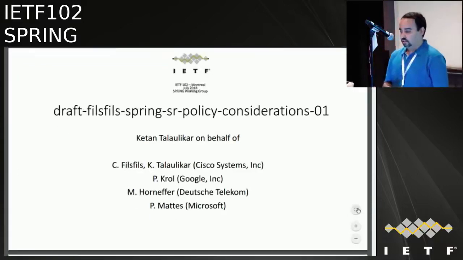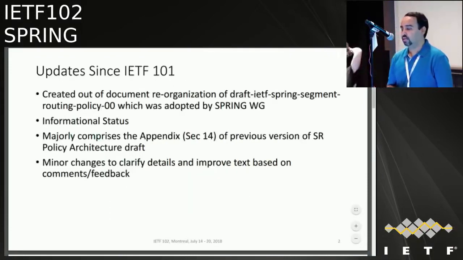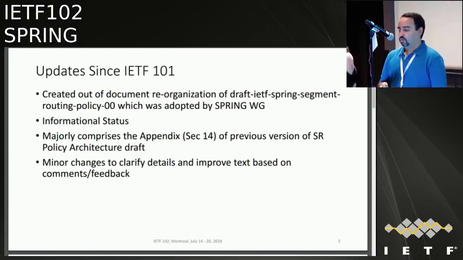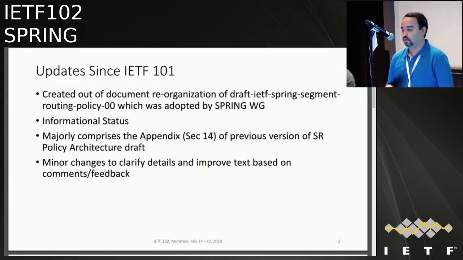Hi. So this is the SR policy considerations draft, which covers the text which was previously in the appendix section. The draft-ietf-spring-segment-routing-policy-00 version was posted identical to the 05, which was adopted by the working group. So this is really appendix section 14 from that document. This is an informational draft. There have been minor changes to clarify and improve the text based on feedback and comments.